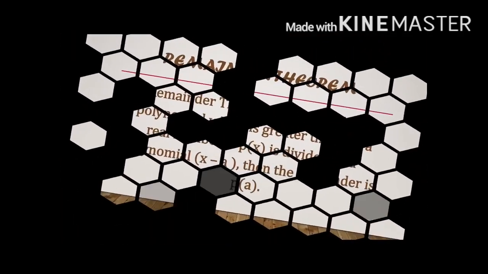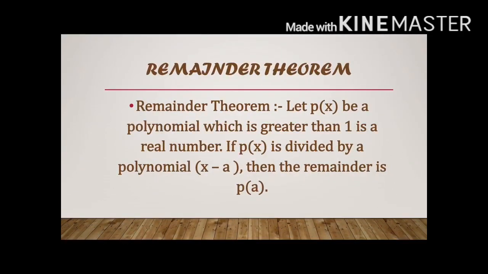Now let's see about the remainder theorem. Let p of x be a polynomial of degree greater than 1, and a is a real number. If p of x is divided by the polynomial x minus a, then the remainder is p of a. We have to take p of x as a polynomial. It should be greater than 1 and it should be a real number. If that polynomial is divided by another polynomial x minus a, then the remainder should be p of a.